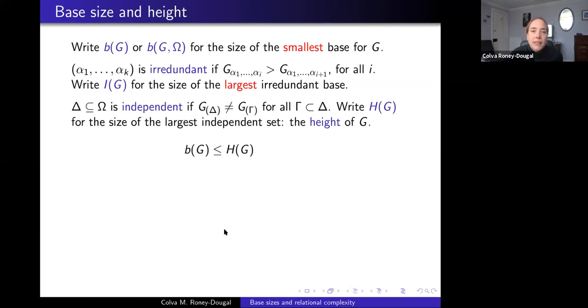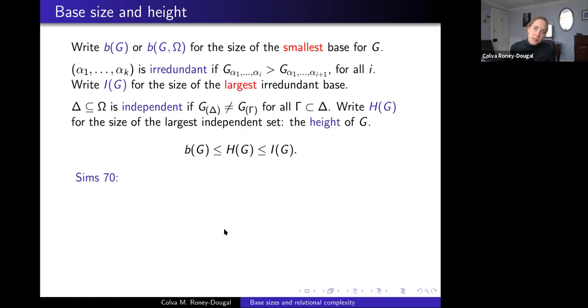Then there's a nice elementary argument. So the base size, a minimal base, is certainly independent, because if I fail to stabilize a point in a minimal base, I no longer have the identity. And any independent set, well, in particular, as I work my way down through the independent set, my point stabilizers have to drop each time. Otherwise, I wouldn't have an independent set. So that's certainly irredundant. So little b(G) is less than or equal to H(G) is less than or equal to I(G) is elementary.